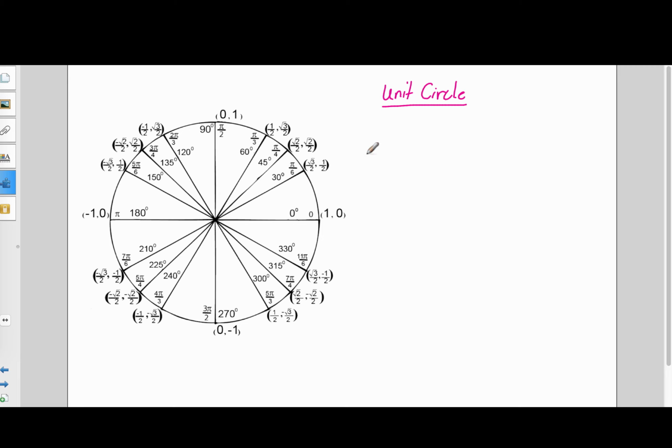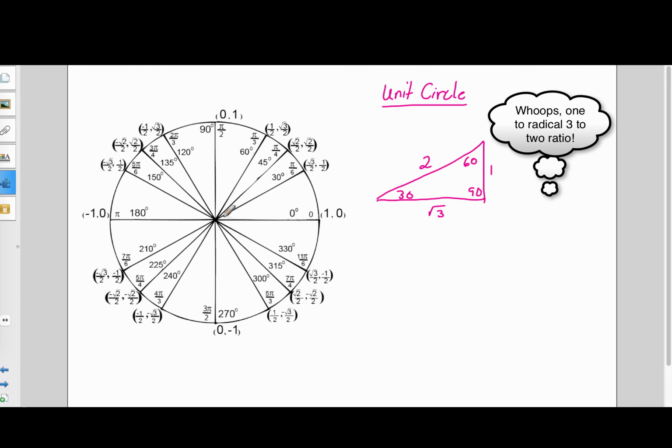If you notice something too, we've got radical 3 over 2 and 1/2, and that's with 30. So do you remember this from geometry? Do you remember if this was 30 degrees, this was 60, this was a 90, a 30-60-90? So across from 30 was 1, across from 90 was 2, and across from 60 was radical 3. Did you have that? Well, look, that's what you have here with a 30-degree triangle.